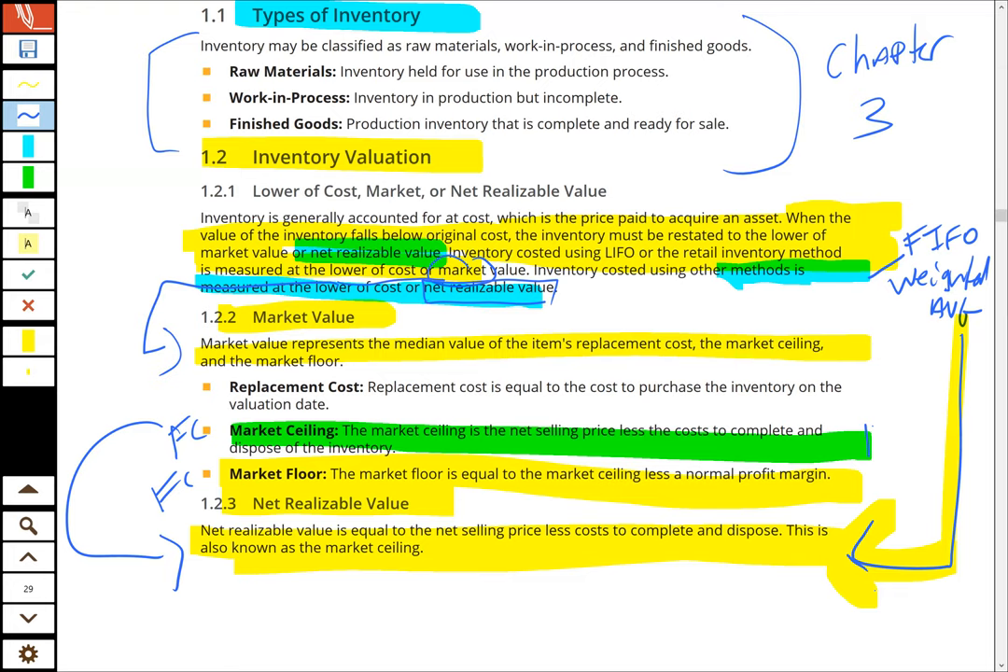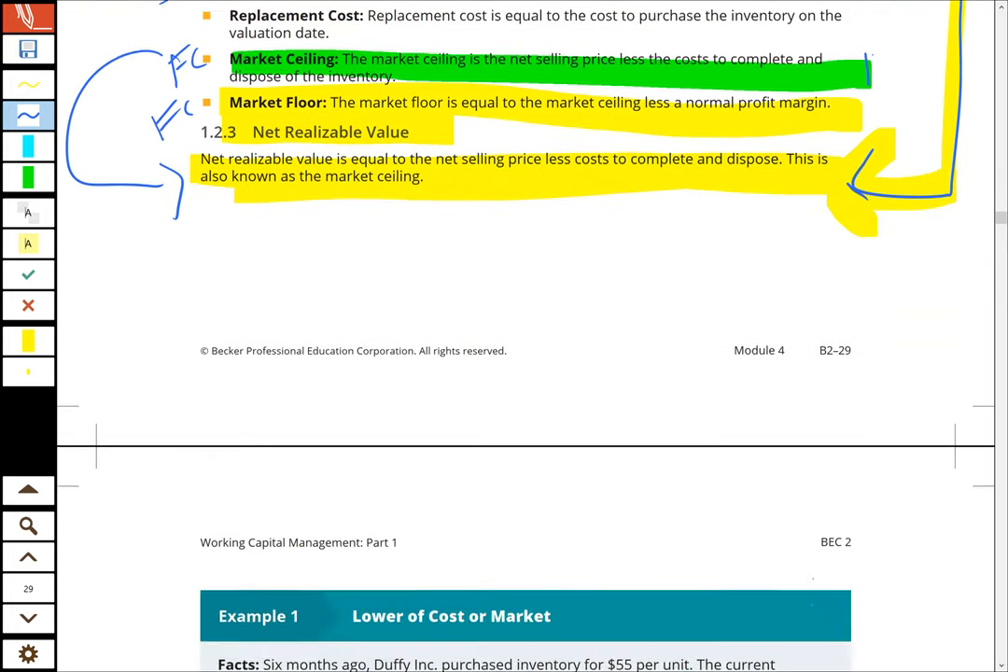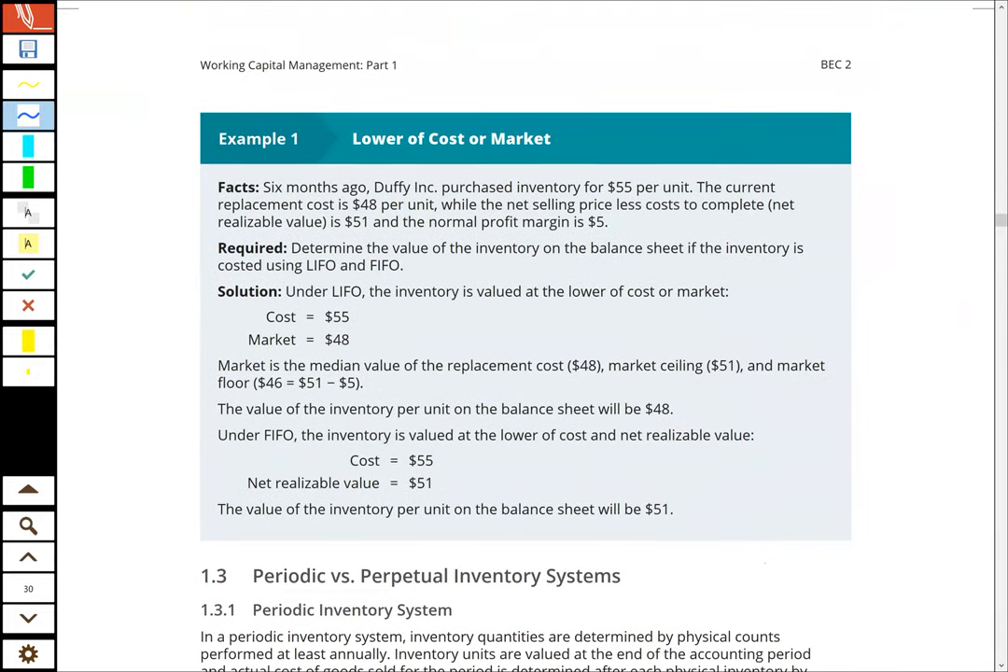Okay, now we go through all that and it sounds a little bit like I'm trying to auction off something here. So let's just look at the numbers here. And I think you'll see that once you put some numbers to this, it's pretty easy, okay? You just gotta make sure you have those flashcards to calculate the market ceiling, market floor. So we've got this company and they purchase inventory for $55 per unit. The current replacement cost is $48 per unit, okay? Now, when I see that, I'm going to take that 48 and put it off to the side because I know I have to evaluate that against the market ceiling and the market floor.